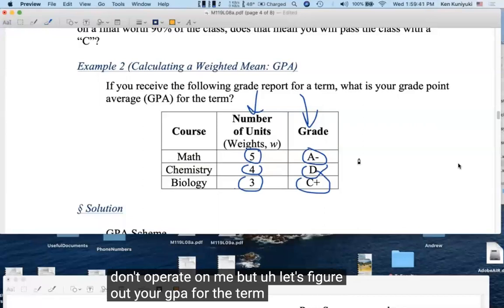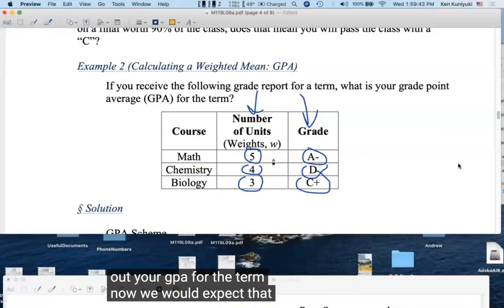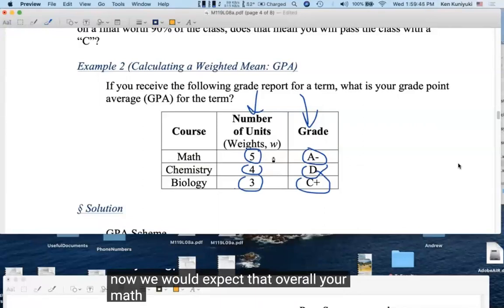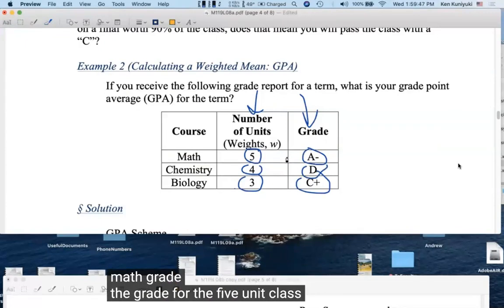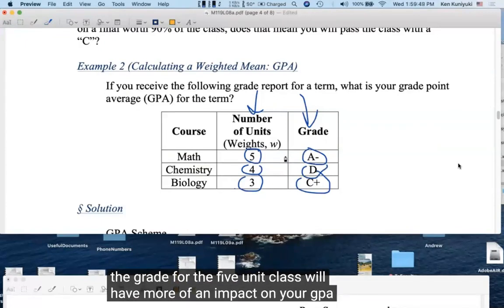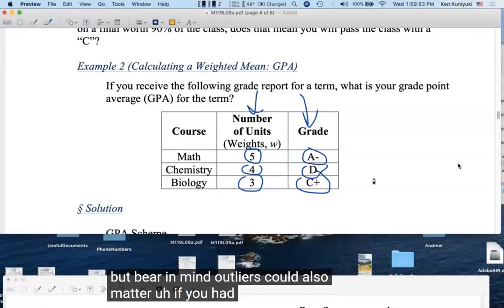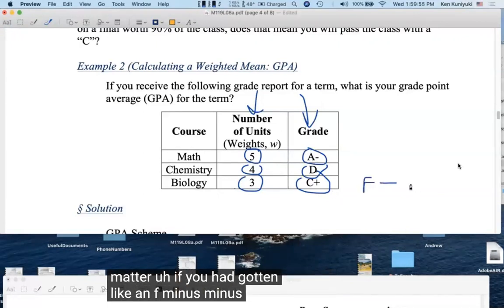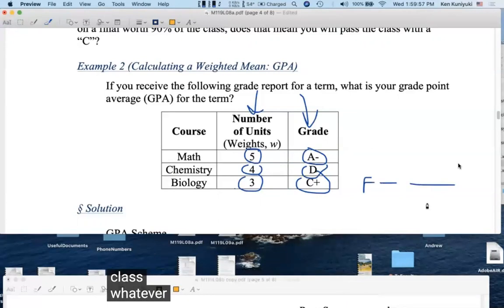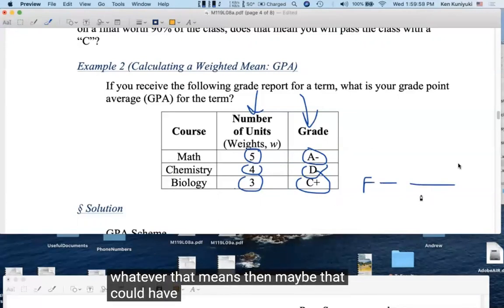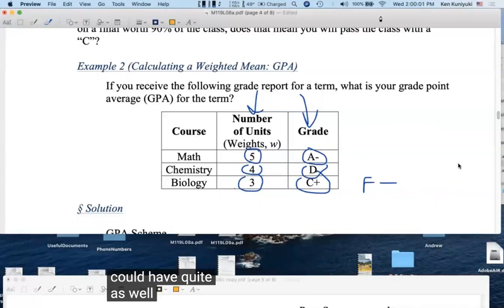Now, we would expect that overall, your math grade, the grade for the 5-unit class, will have more of an impact on your GPA, but bear in mind, outliers could also matter. If you had gotten an F in your biology class, then maybe that could have mattered quite a bit as well.